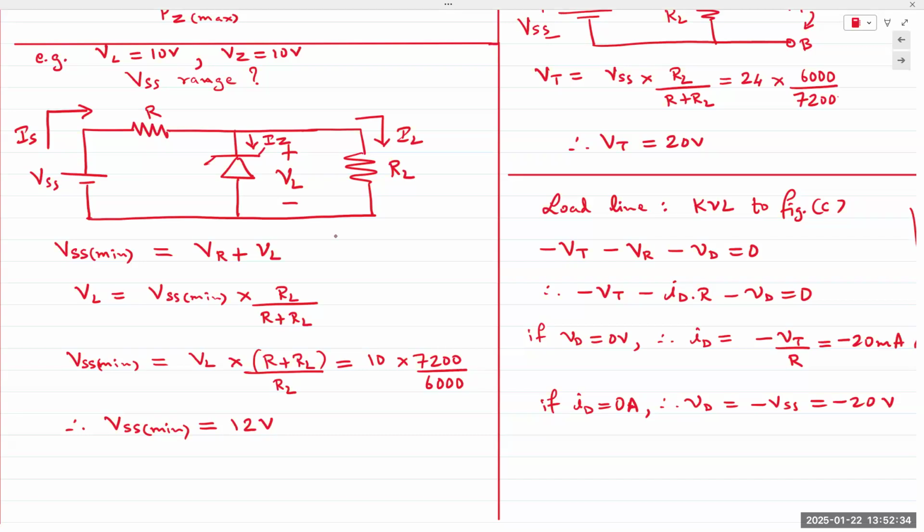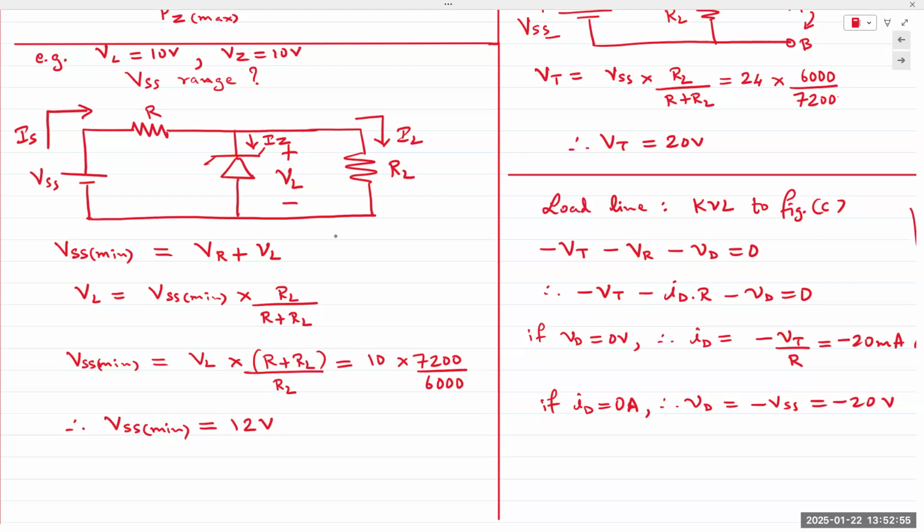So again, this is where R is given to us, so we are determining VSS. Another approach to this would be if VSS is given and we are trying to determine the minimum and maximum values of R. That's another approach, the same aspect of the design problem for a regulator. Okay.